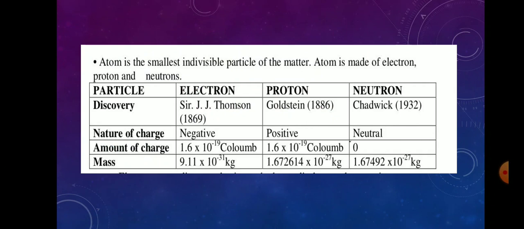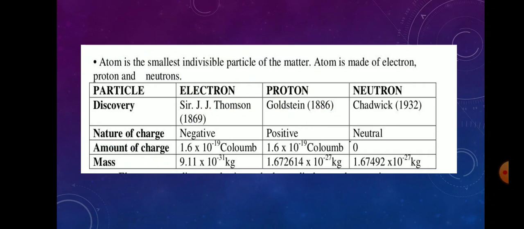Particles: electron, proton and neutron. Electron is discovered by Sir J.J. Thomson in the year 1869. Proton is discovered by Goldstein in the year 1886. Neutron is discovered by James Chadwick in the year 1932. The nature of charge of electron is negative. The nature of charge of proton is positive. Nature of charge of neutron is neutral.